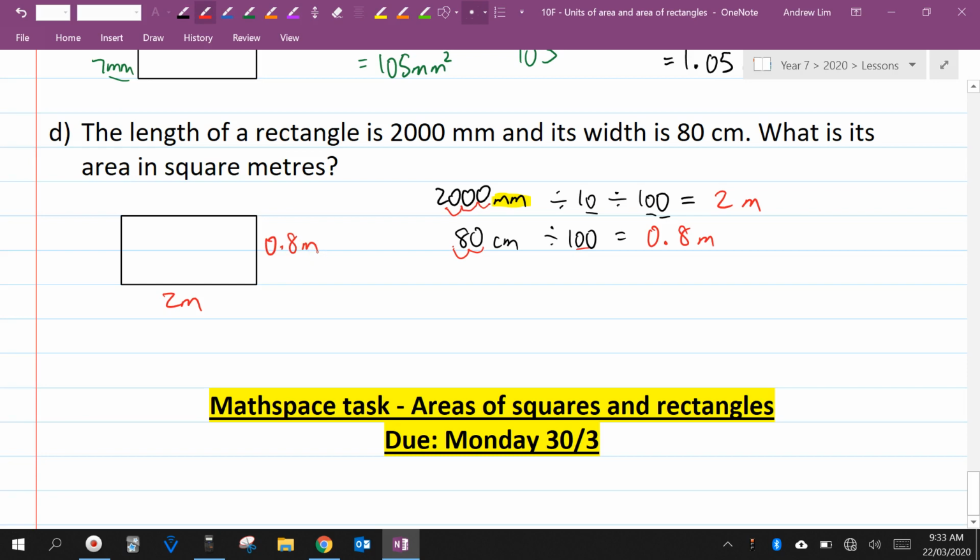Now that we've done that, we can multiply 2 and 0.8 to work out the area of this rectangle. So area is length times width, which is 2 times 0.8, which is 1.6 square meters. Okay, and that's the answer to this question.